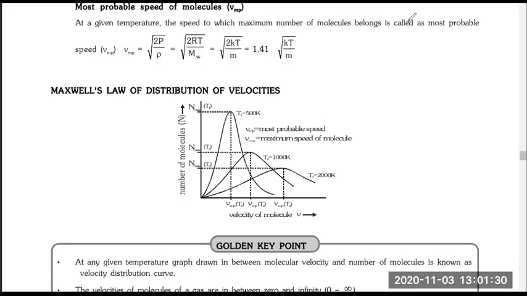Okay, got it, everyone? As temperature increases, since the area should be constant, what is the area? Area is the number of molecules. It's constant. The number of particles having most probable speed will decrease, and since the number of molecules having most probable speed will decrease, the peak will go down and the curve will flatten as the temperature increases. Got it, Prashant?